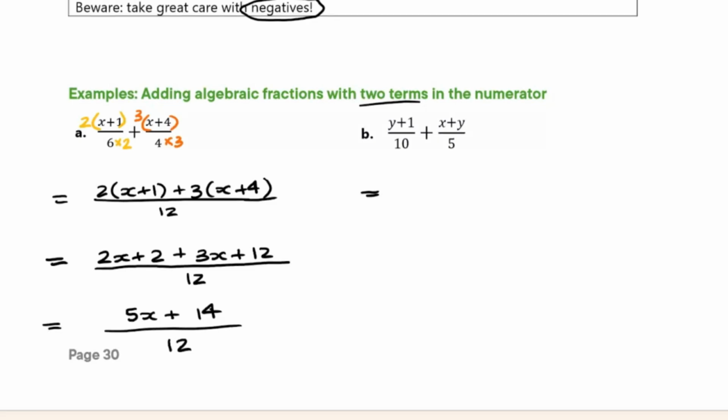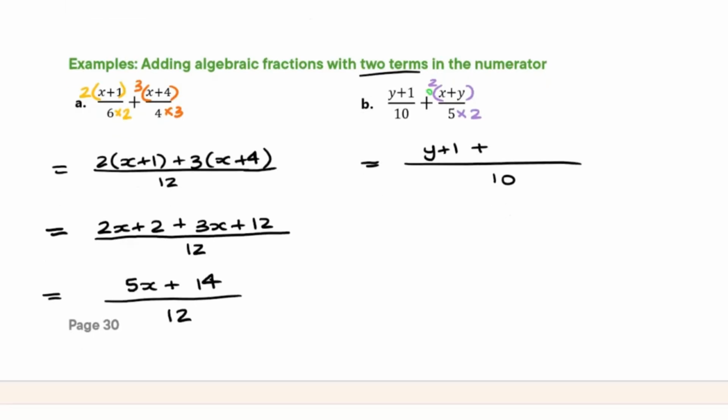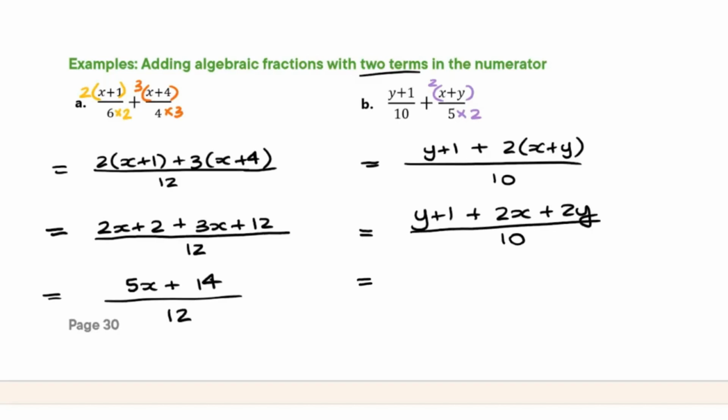Okay, next one. Lowest common denominator is actually going to be 10. So that means we're multiplying top and bottom of this by 2. And to achieve that, we need those brackets. So here's the 10. That y plus 1 is just hanging out. And then we're going to have plus, that sign came from here. So we can have plus and then 2x plus y. Expanding that out. That y plus 1 is still waiting to hang out, and we've got the plus 2x plus 2y now, all over 10.